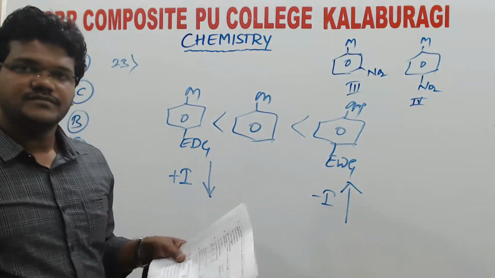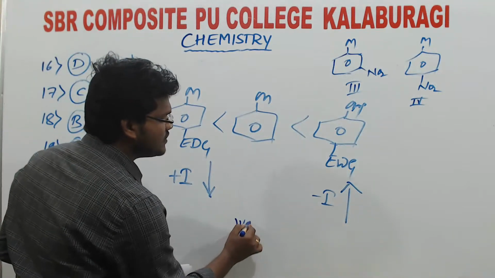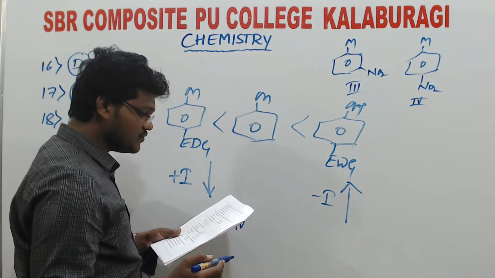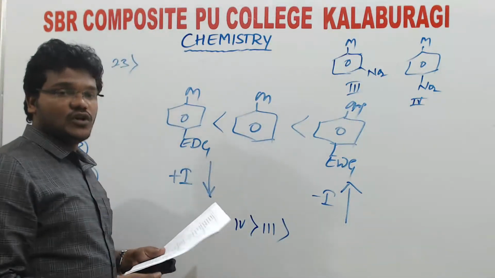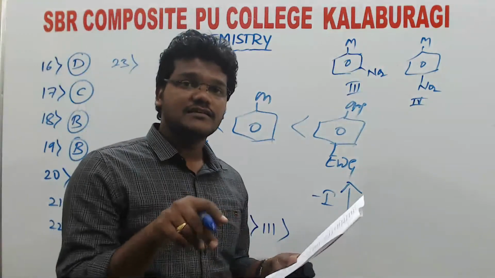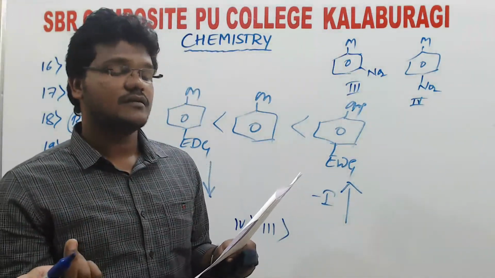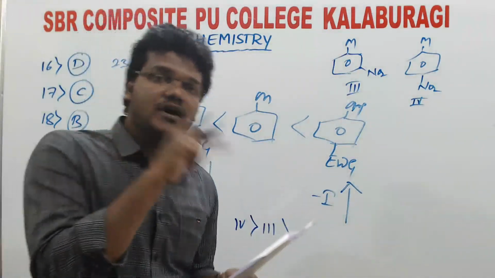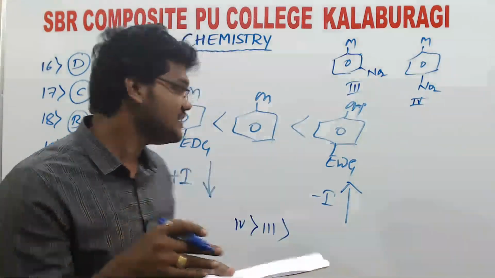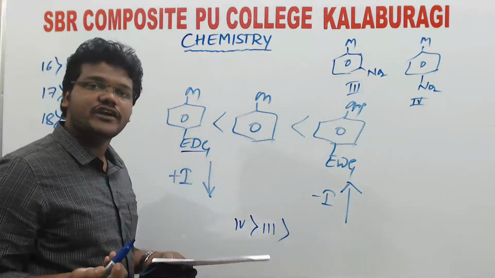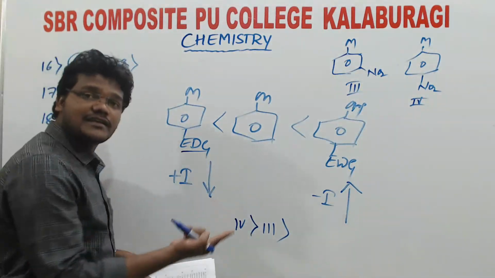I'm talking about the question. Correct? So fourth order is what? Fourth is more acidic than third one. Then among 1 and 2: in one, the first one is phenol, the second one is cresol, para-cresol. Among phenol and cresol, who is more acidic? Obviously, phenol is more acidic because in cresol, I am having what? Electron donating group. Electron donating group will decrease acidic nature.